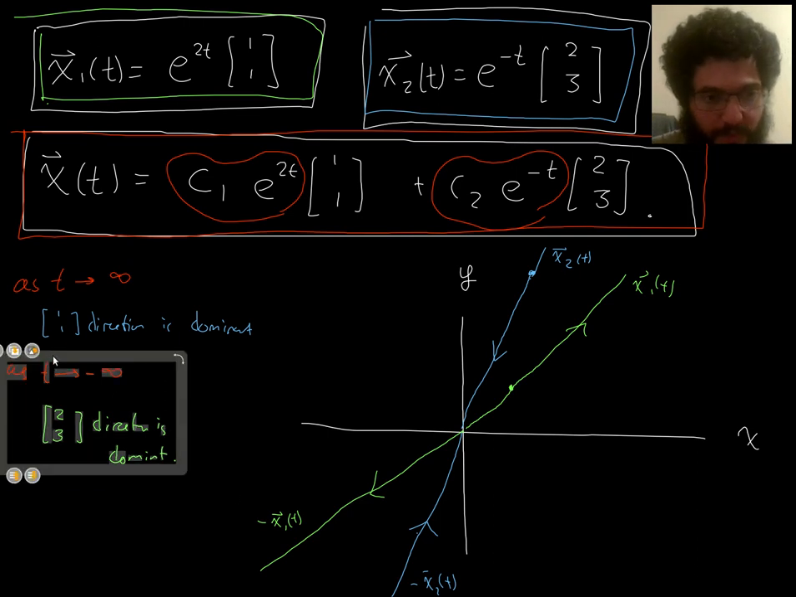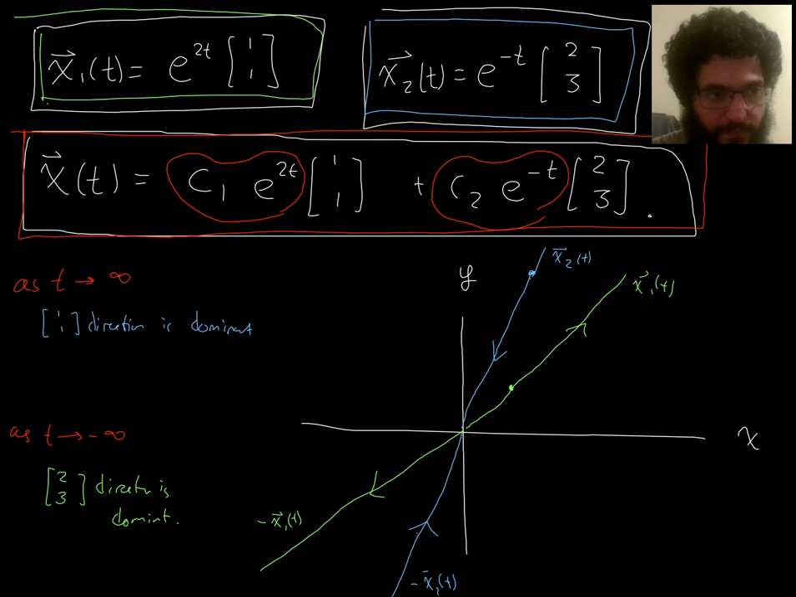So let me make some room for that kind of information. As I look towards the distant future, this term basically becomes 0. This term can be dropped in the distant future, and this is the term that matters, at least as long as C1 is not 0. If C1 is 0, then I'm looking along the blue.